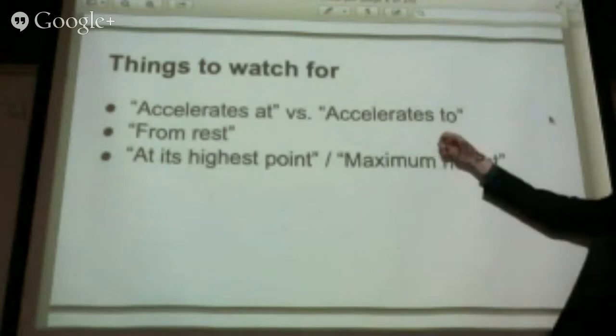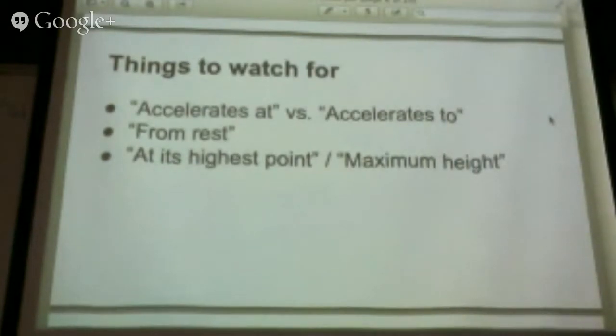So if it accelerates to 25 miles per hour or 15 meters per second or whatever, that goes in for final velocity, not for acceleration. Very close in terms of the wording, but very different in terms of meaning. But if they were saying accelerates at, they'd have to give you 5 meters per second squared, not 5 meters per second. So use the units, they're good clues. From rest, or comes to a stop, or changes direction. I don't know why I don't have those ones in here, but those all mean speed is 0 at that moment.